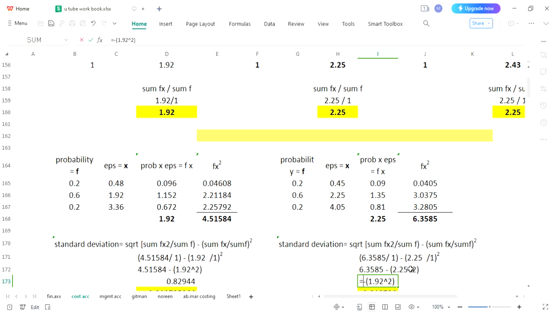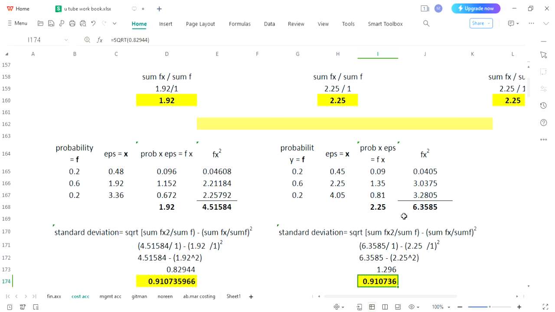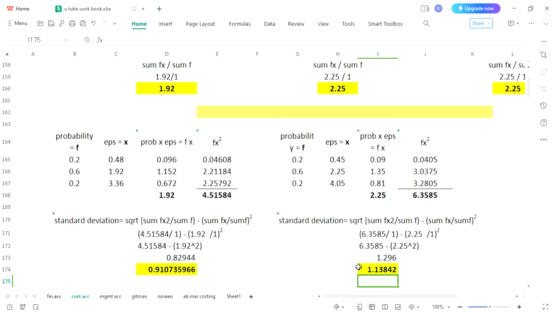The first amount was 6.3585, and you need to take the square of 2.25. So here we have got our answer, and now finally the square root would be taken, SQRT of 1.296. So we have got 1.13, and this is the standard deviation calculated for the second part.